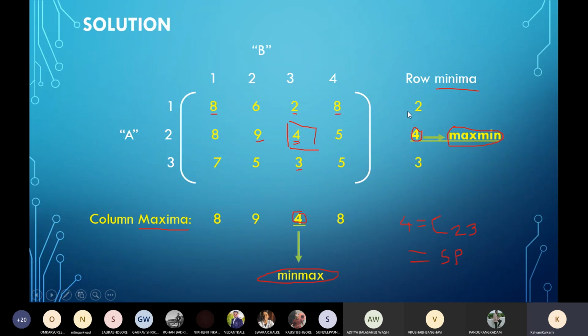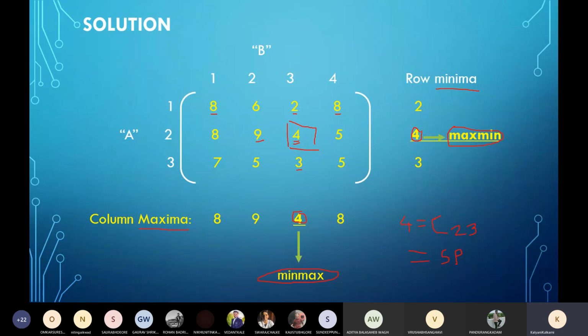Out of all the row minima, which is maximum? This 4 is the maximum out of all minima. This value is known as maxmin, maximum out of minimum. Similarly, for the column maxima, which is minimum? That is 4. The minimum out of all maxima gives me minmax, and this value is again 4. So this 4 and this 4 are the same. So minmax is equal to maxmin.